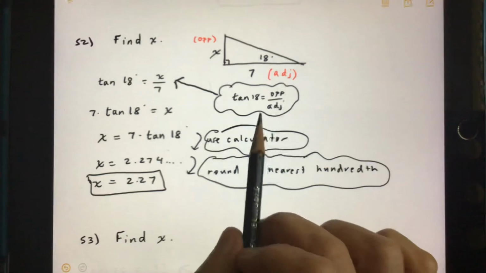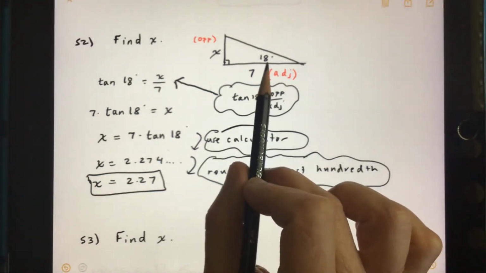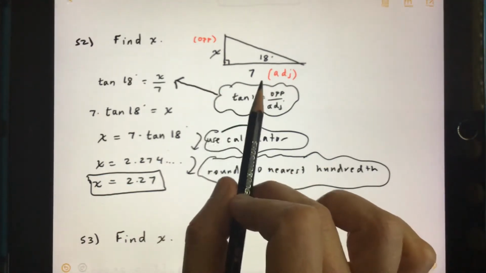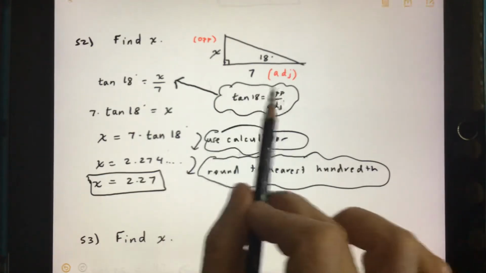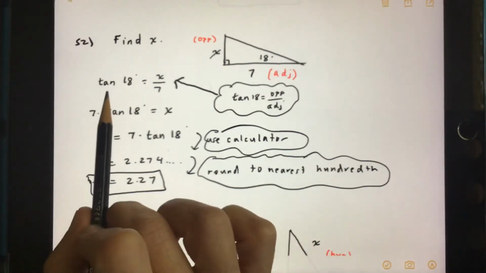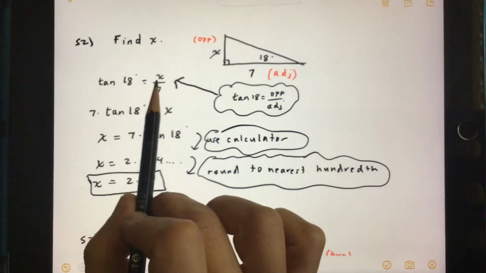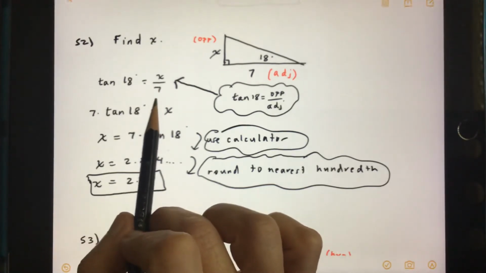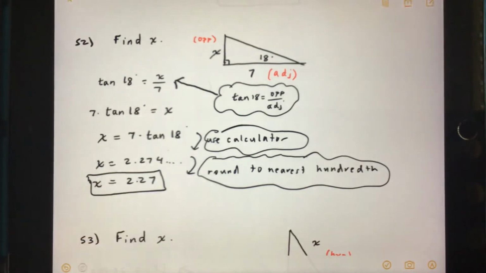I'm going to think about the fact that the tangent of this 18 degrees would be my opposite over my adjacent. Okay, so that's my thinking bubble for where I go next. Now I'm going to say the tangent of 18 degrees is x, the opposite leg, over 7, the adjacent leg. And now I have an equation that I can use to solve for x.